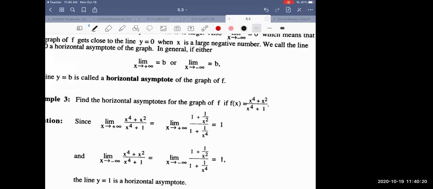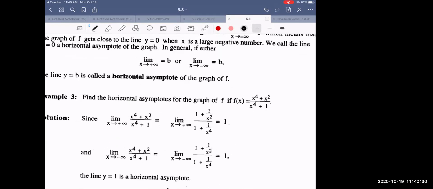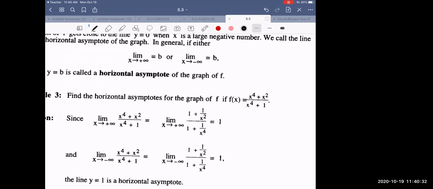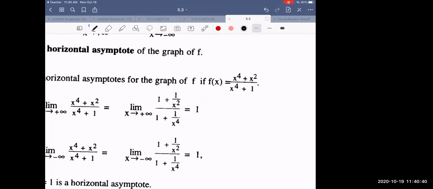And when you have a rational function, well, the vertical asymptotes are easy to find because you take the denominator, you set it equal to 0, and you solve, right? And that will give you the asymptotes that are vertical for the function. But for the horizontal asymptotes, you learned way back in algebra that if the degree of the numerator is bigger than the degree of the denominator, then there are no horizontal asymptotes.